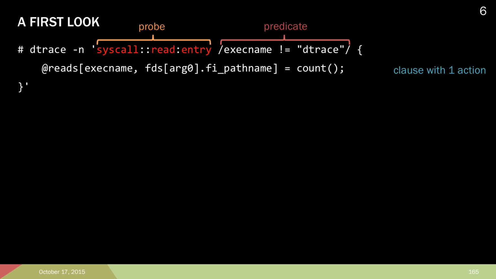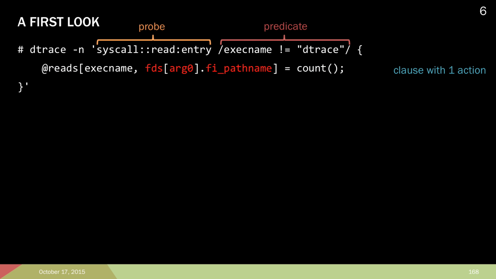This probe fires when we enter the read system call. Remember, DTrace is instrumenting the entire system, so if you wanted, you could instrument DTrace with DTrace. But we probably don't want to do that. With this predicate, the clause executes only when the program performing the read isn't DTrace. Also different in this example is the use of a special variable called an aggregation.